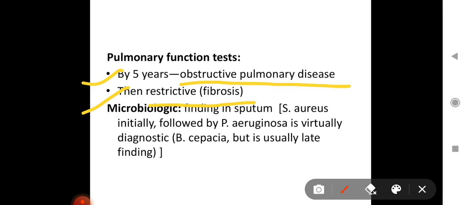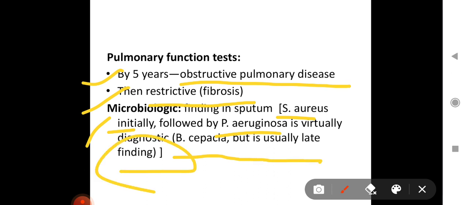Microbiological finding in sputum: Staph aureus initially, followed by Pseudomonas aeruginosa is virtually diagnostic. Burkholderia cepacia, but it's usually a late finding.